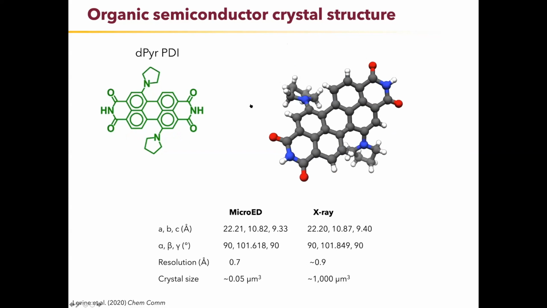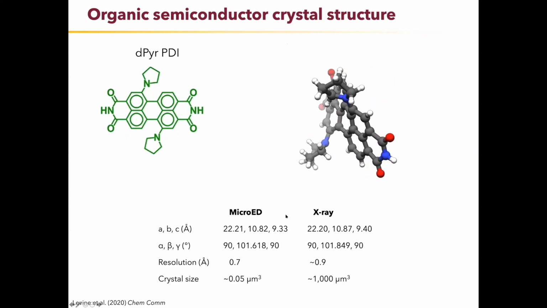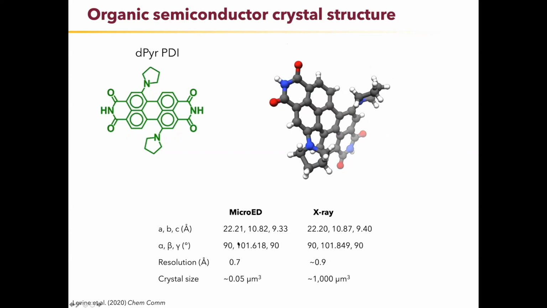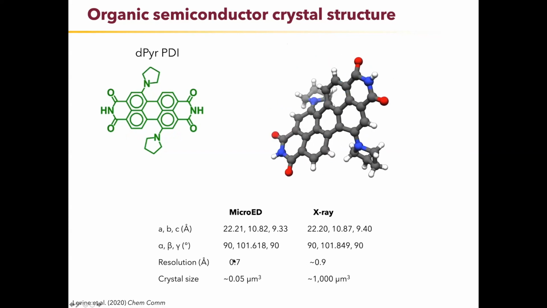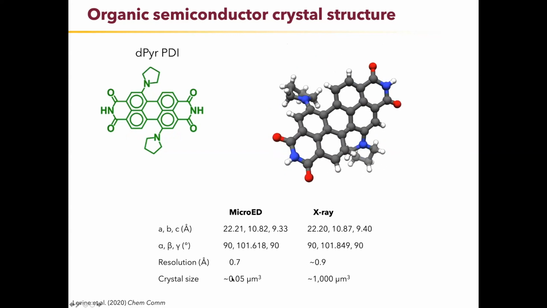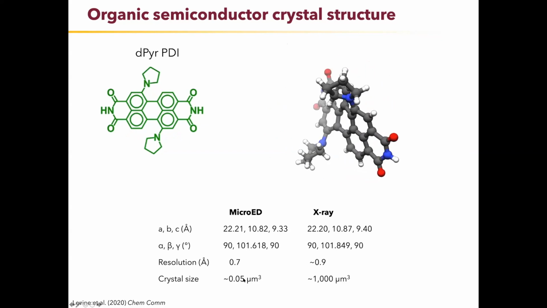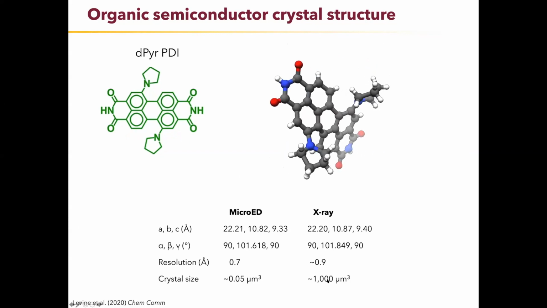If you look at the parameters that we saw by MicroED and by X-ray, they're nearly identical in terms of the unit cell we determined. And the resolution for MicroED is actually a little bit better than what they got for X-ray. The big difference here is the crystal size. We have much, much smaller crystals than what they were able to grow for X-ray, and even those crystals were very, very tiny by X-ray standards.